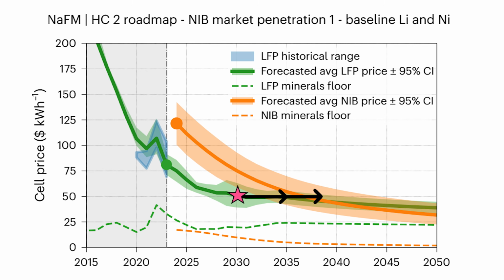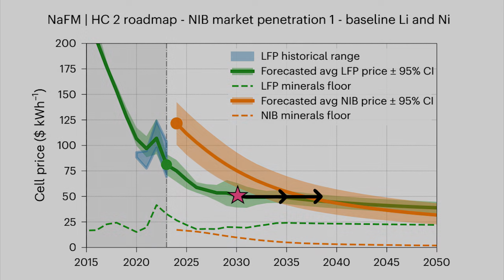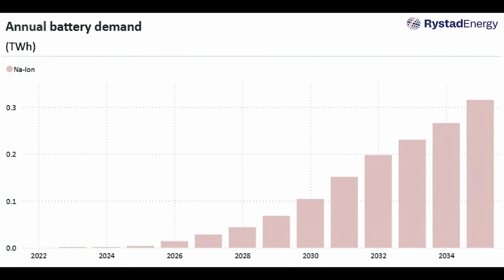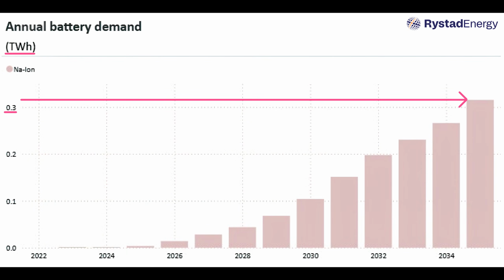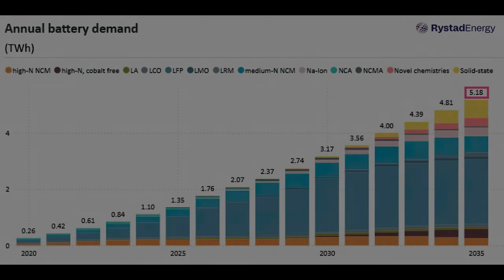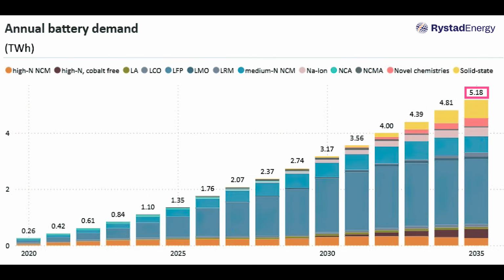And to be clear, my estimate of the mid to late 2030s for sodium-ion to dominate grid storage is bullish compared to other forecasts. On screen is a forecast from Rystad Energy, compliments of the ever-helpful Lars Leesdahl, who I recommend following on X. It shows a little over 300 gigawatt-hours of demand for sodium-ion batteries in 2035. If the total global production of batteries by 2035 is over 5 terawatt-hours from all sources, not just grid storage, that means sodium-ion would only make up about 6% of global demand.